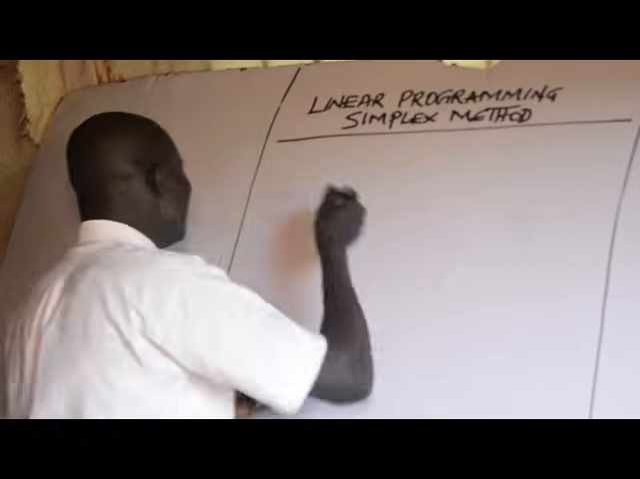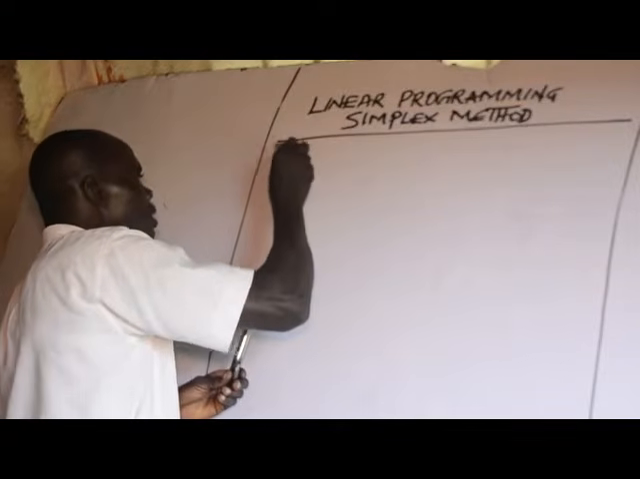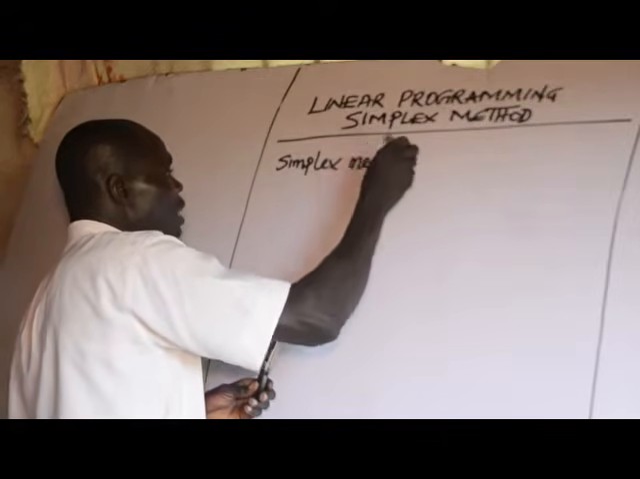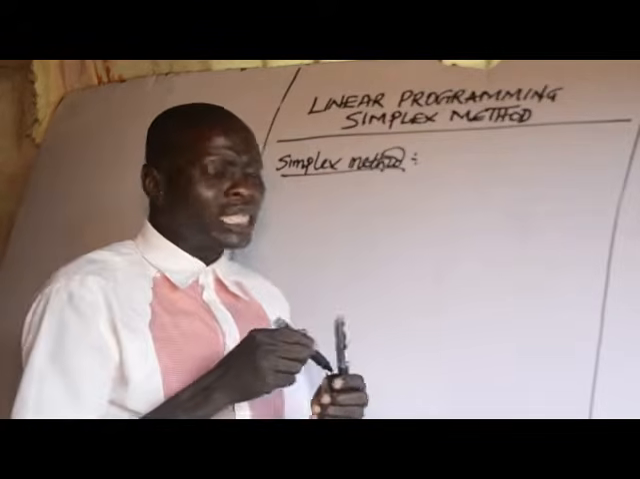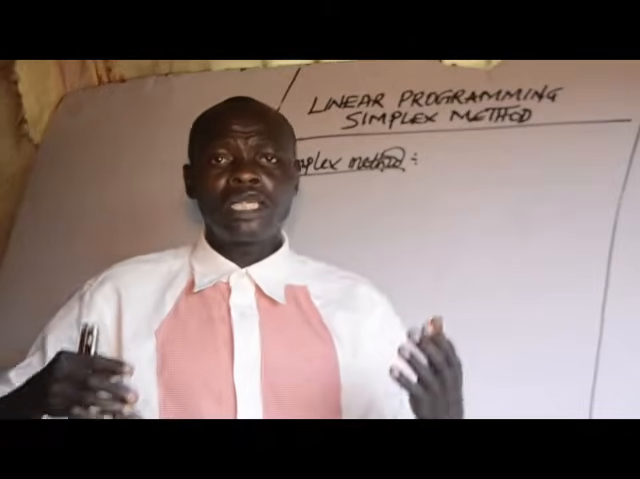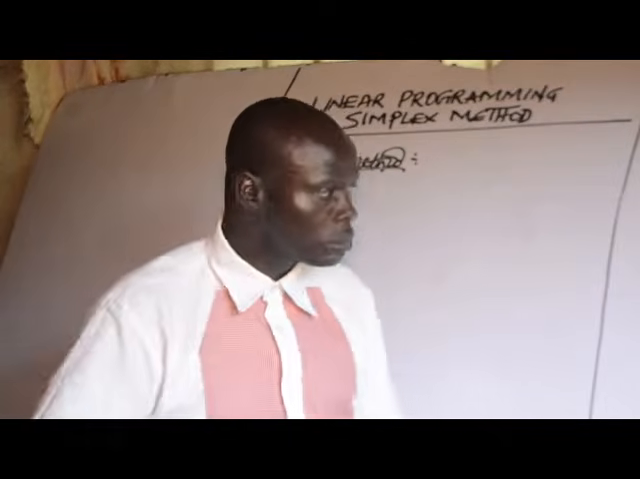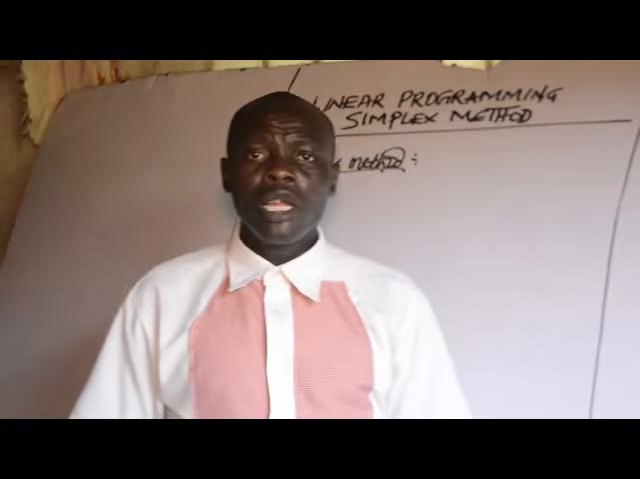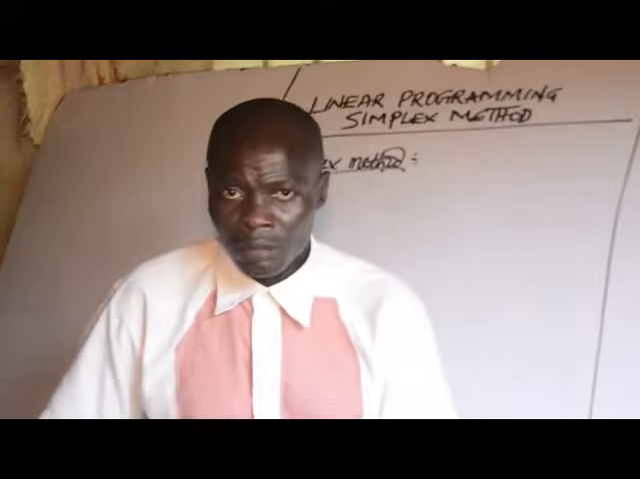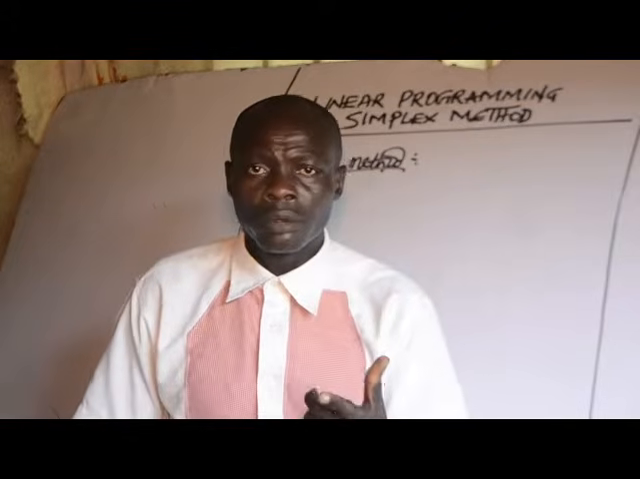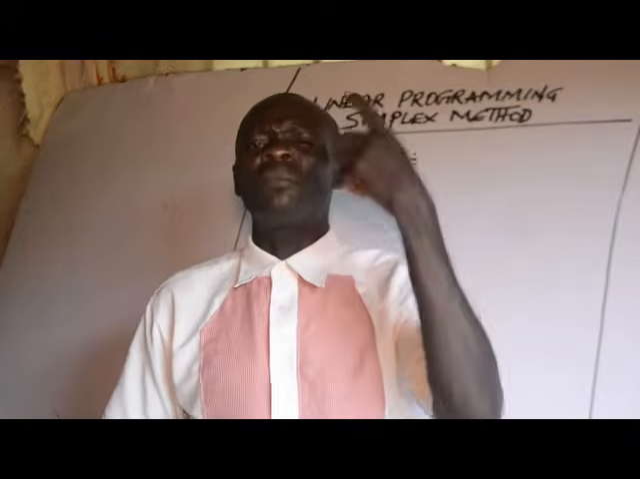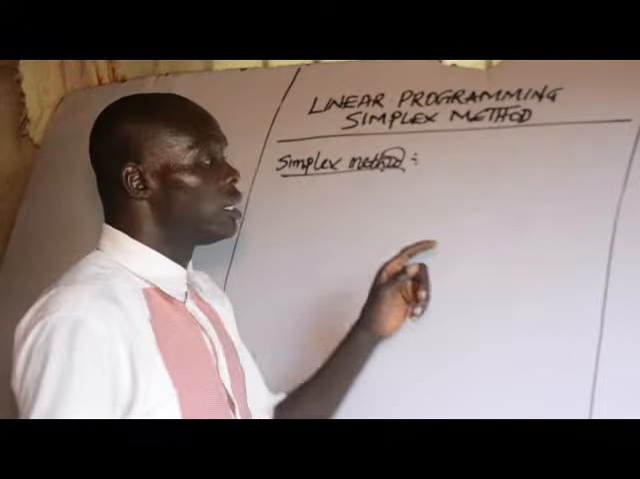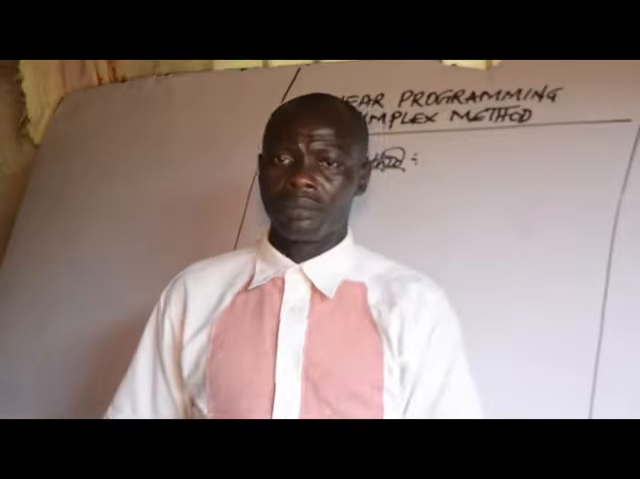What do we mean by the Simplex method? The Simplex method is a step-by-step approach used to solve linear programming in which one graduates from one feasible solution to another better feasible solution until the optimal solution is reached.